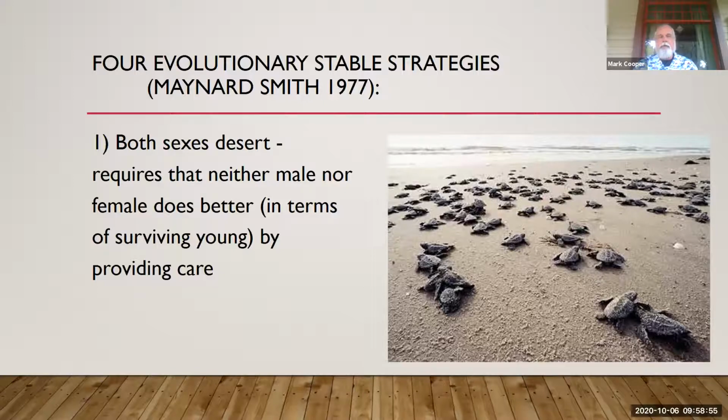Okay, so both sexes desert, something like sea turtles do this. Neither male nor female do anything if they stay around. They really can't help, and so the babies are left on their own. Basically, they hatch synchronously, run for the ocean and hope for the best. And this would be kind of an r-selected strategy we talked about.